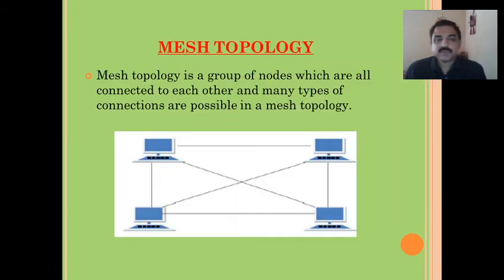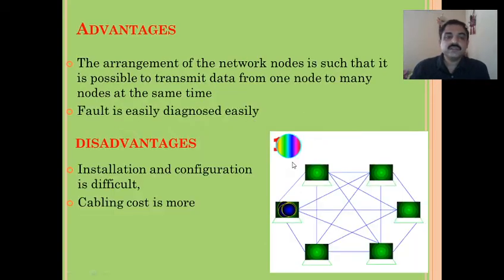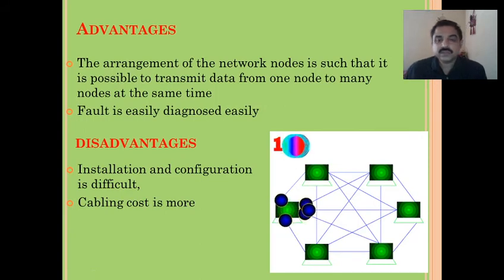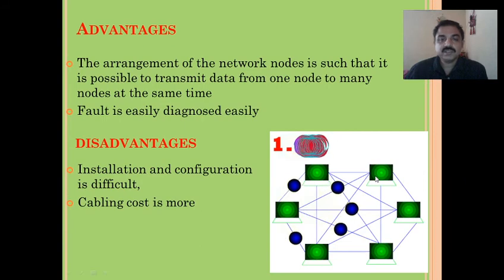Next one, mesh topology. Mesh topology is a group of nodes which are all connected to each other, and many types of connections are possible in mesh topology. So here you can see in the picture how it is connected. So many types of connection are possible in this topology. You can see how the data transfers from one to another here.